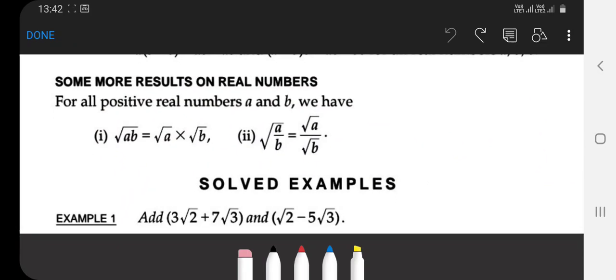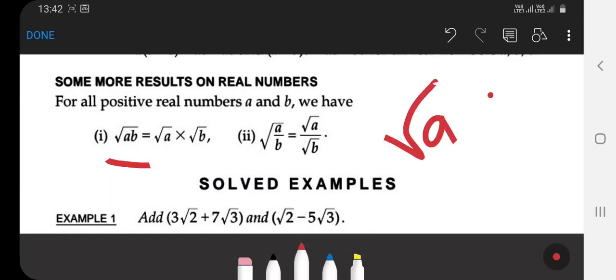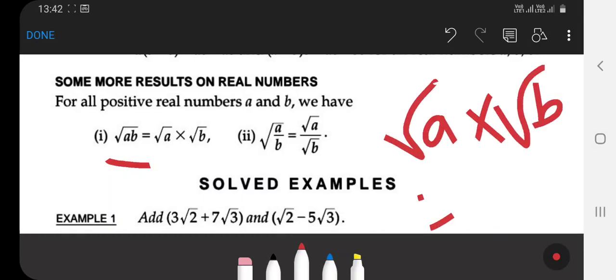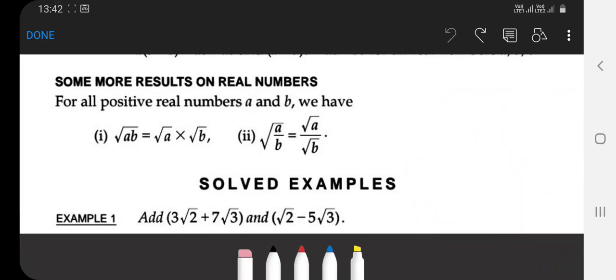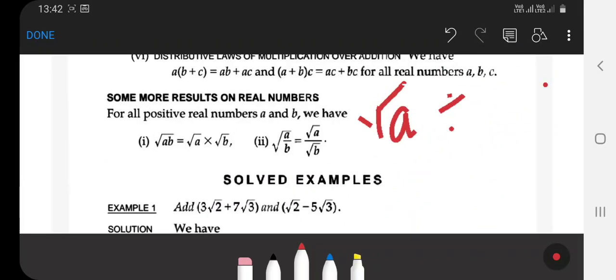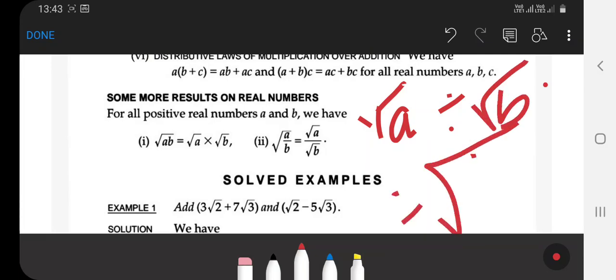Some more results on real numbers. For all positive real numbers a and b, we have root over ab is equal to root over a into root over b. Similarly, root over a into root over b is equal to root over ab. And root over a divided by root over b is equal to root over a by b.